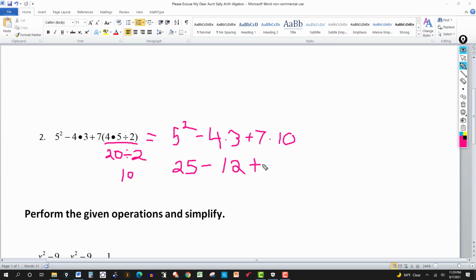Plus, and then again, the next one's a multiplication. So just 7 times 10, that's 70. Now, again, from left to right, there's no exponents anymore, no parentheses, no multiplications or divisions, so again we perform any addition or subtraction, whichever comes first from left to right. So 25 subtract 12, that's 13. And then we have a plus 70. 13 plus 70 is 83.